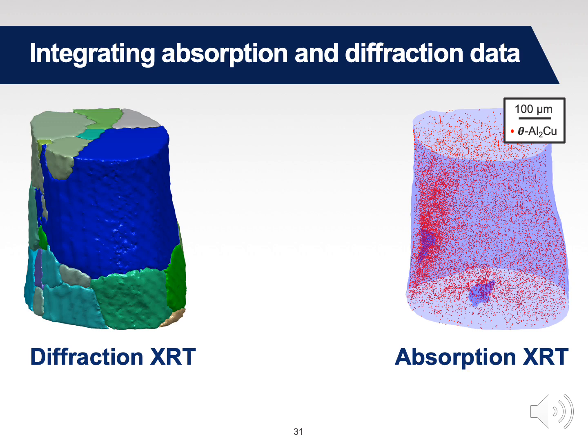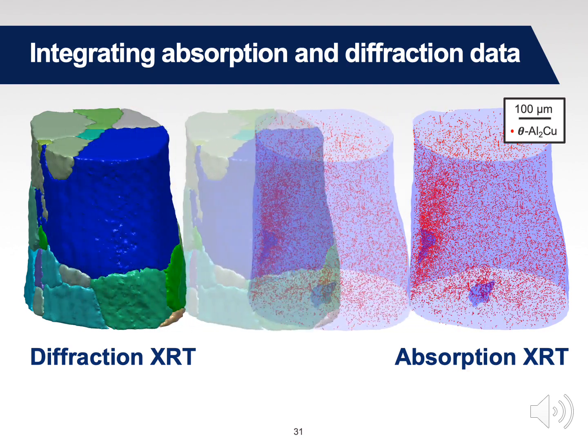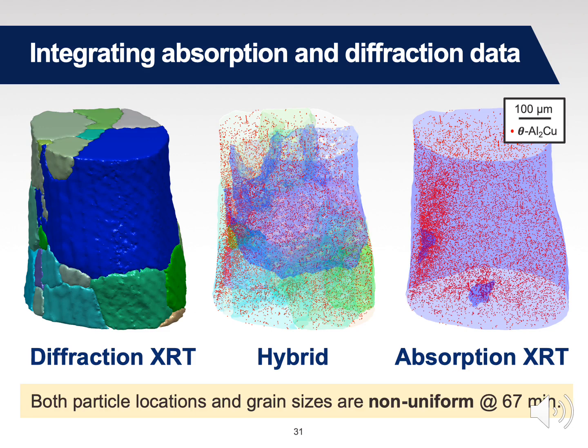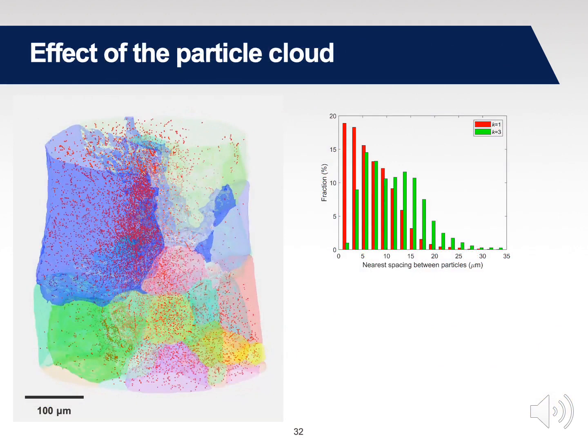And so you can combine these two data sets to now determine the influence of particle locations on grain growth rates. You can easily see, just by visual inspection, that both the particle locations and the grain size are non-uniform at this particular time step, which is 67 minutes. You see that the particles are clustered over here, and you see one large grain where there's a relatively low density of particles. So with that, we quantified the effect of the particle cloud.